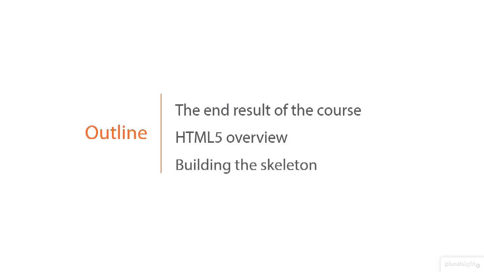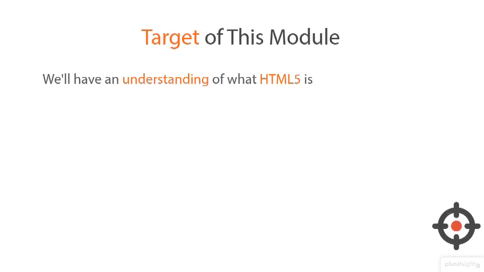After that somewhat more theoretical part, we'll start creating our site. I'm going to start by building the skeleton for a couple of pages. When we reach the end of this first module, we'll have an understanding of what HTML5 brings to the table. We'll already have a couple of pages created in a somewhat rough first version. We'll of course continue working on the site in the following modules to make it more polished.